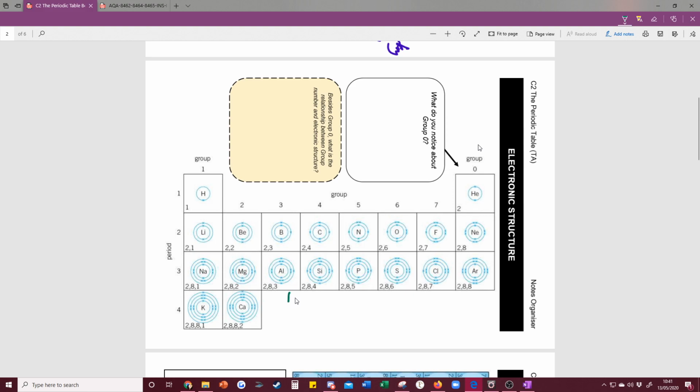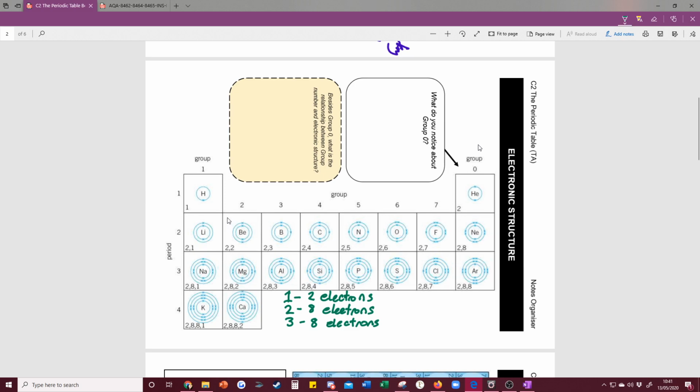Now, shell number 1 has a maximum of 2 electrons. You do have to memorize these numbers. Shell number 2 has a maximum of 8 electrons. And shell number 3 has a maximum of 8 electrons. So it goes 2, 8, 8. So meaning once we have filled that first shell, any extra electrons have to go on the next one.